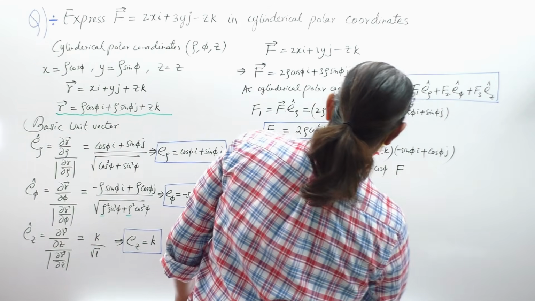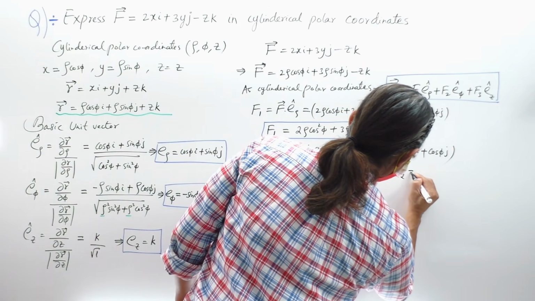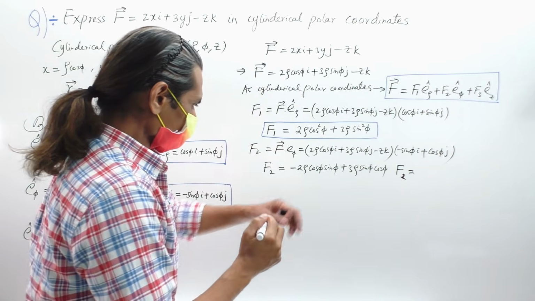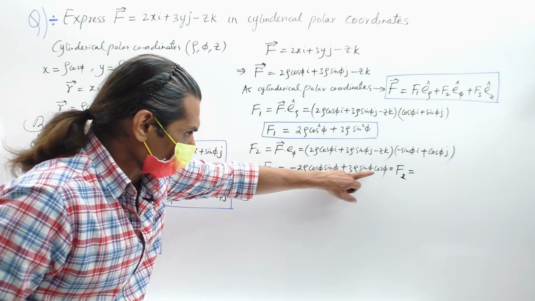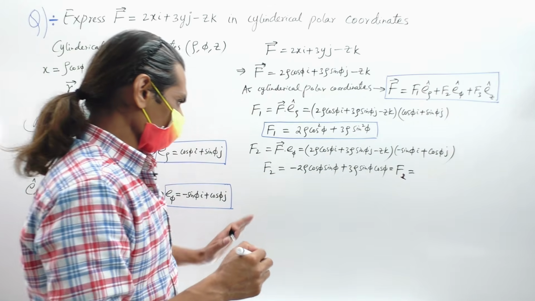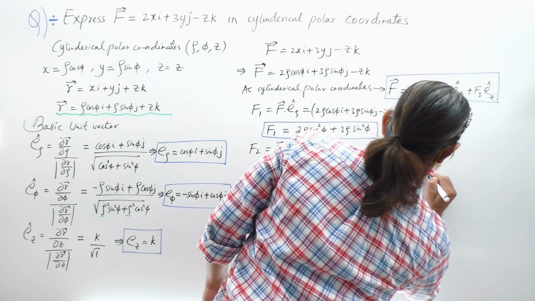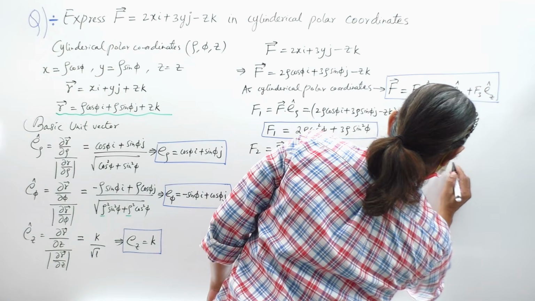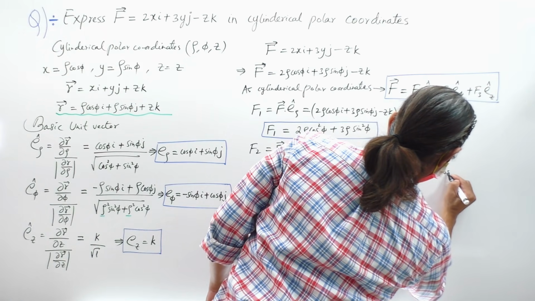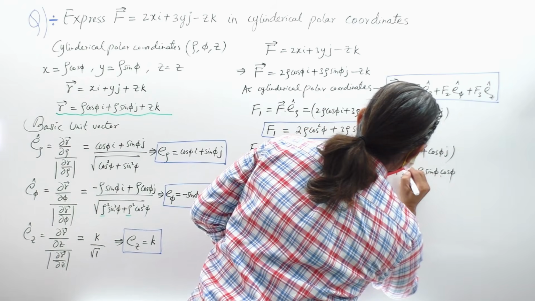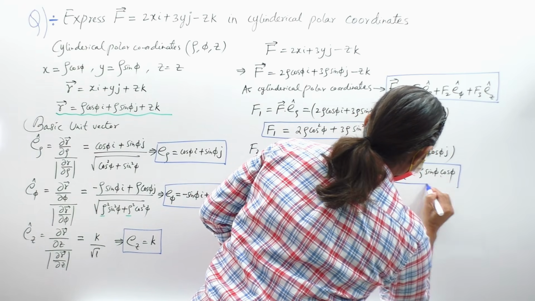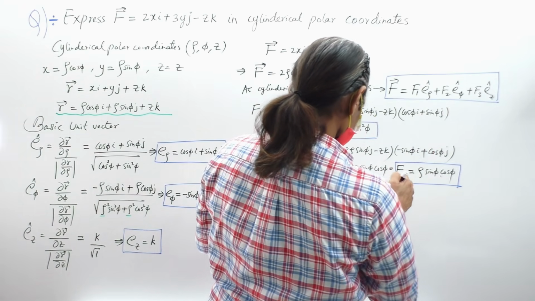So we have F2 equal to 3ρ sin φ cos φ minus 2ρ sin φ cos φ. That will be ρ sin φ cos φ. Done. So we found F2 also. Okay, this is F2.